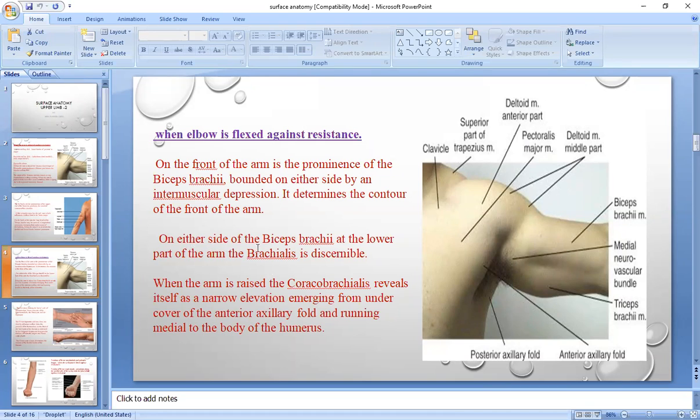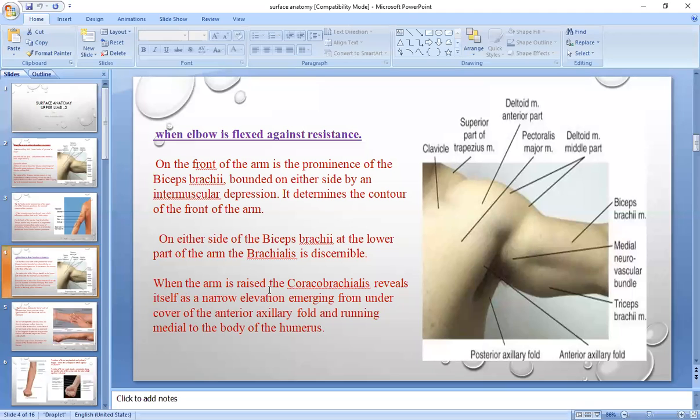Then on either side of the biceps brachii, at the lower part of the arm, the brachialis is discernible. That picture is not available, so that's why I kept this picture. If you identify very clearly, see here, this is the biceps brachii and this is a groove. Beyond this groove, in the lower one-third of the arm, you can appreciate the brachialis, because the brachialis takes origin from the anterior and adjacent medial and lateral surfaces of the humerus, right?